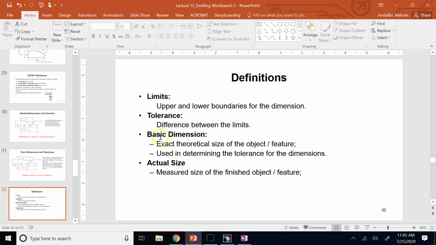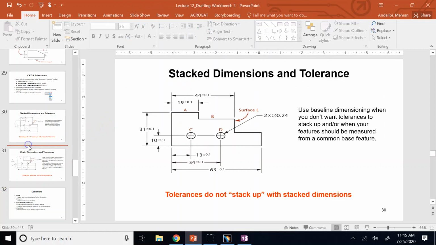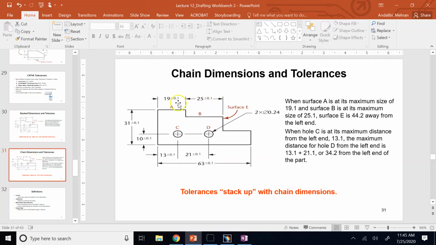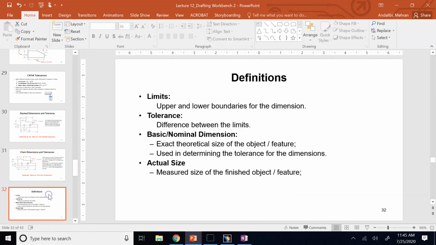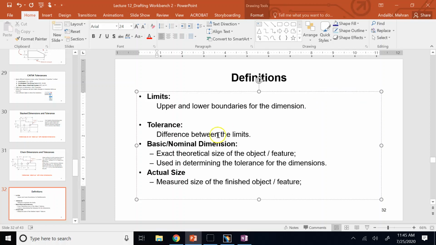Basic or nominal dimension is the dimension that you really want. So this 25, 19, 31, 10, this is what you really want. But actual dimension is what? What the manufacturer will give you.